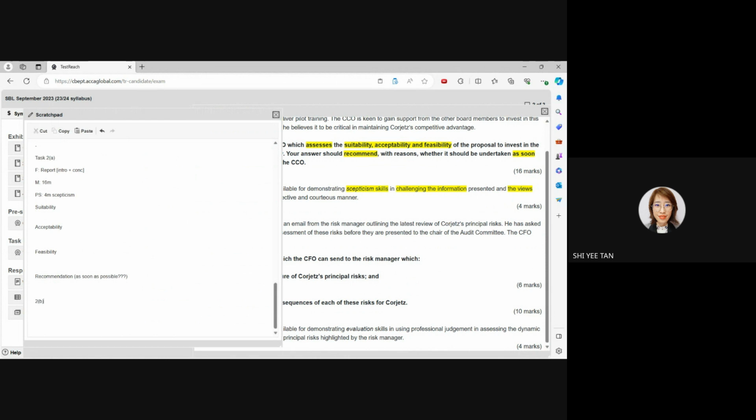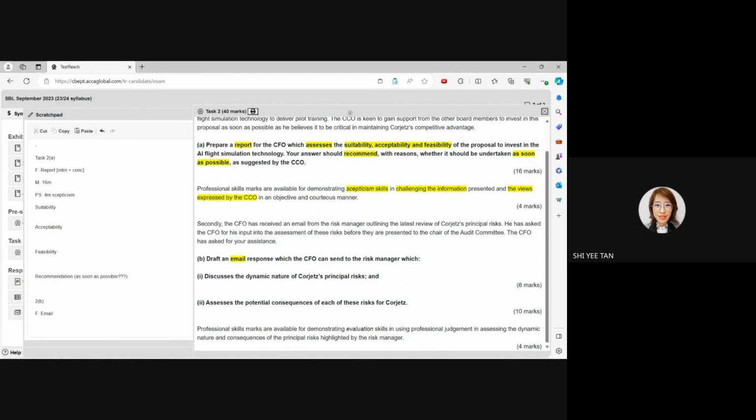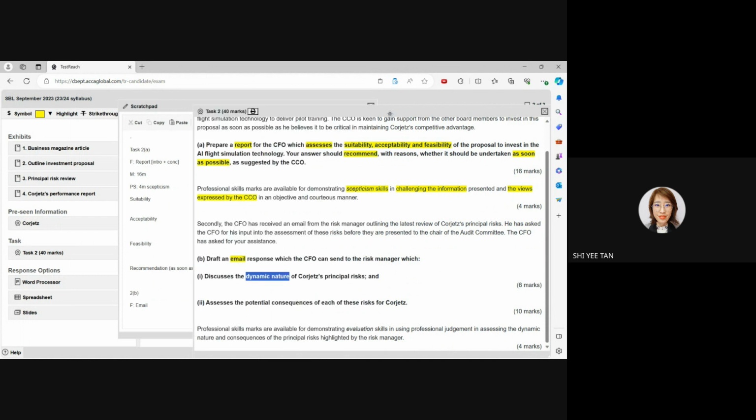Email. Okay, the report format is an email response which the CFO can send to the risk manager, which first discusses the dynamic nature of principal risk. Dynamic is a keyword. Dynamic means what? Dynamic means keep changing. So discuss the dynamic nature of principal risk. It means you are supposed to discuss whether the principal risk has a dynamic nature. Most likely yes, but nowadays we always say dynamic.